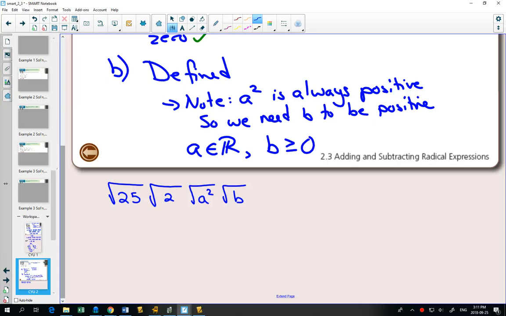So there's the first part, and then we have minus square root of 8. Can you separate square root of 8 into two numbers? And we still have a squared and b, so I'll just write that again like 4 and 2.